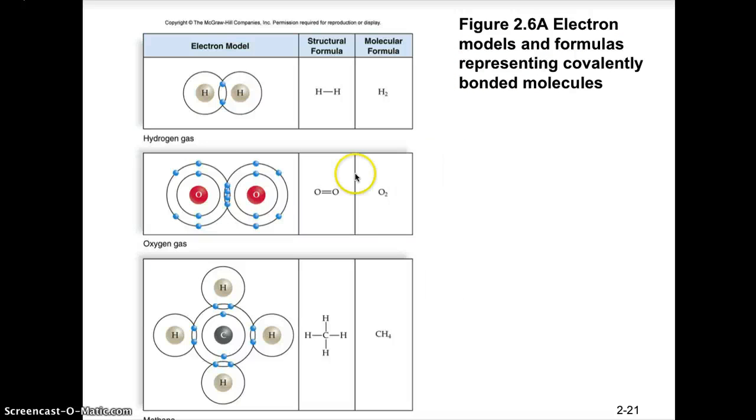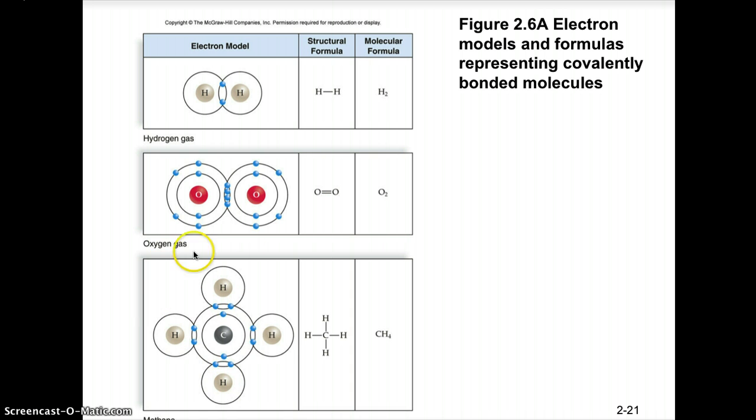If you look, here you can see that hydrogen gas is here. Here is its structural formula. Here is the molecular formula. Down here we see oxygen gas. There we see the 4 electrons being shared, or what we would say as 2 pairs, indicated here in the structural formula. And then here is its molecular formula, O2. Remember that the number written as a subscript tells you the number of atoms for that particular compound.